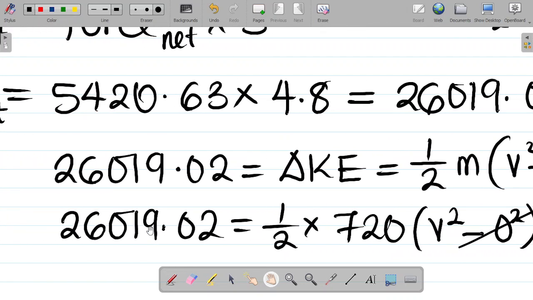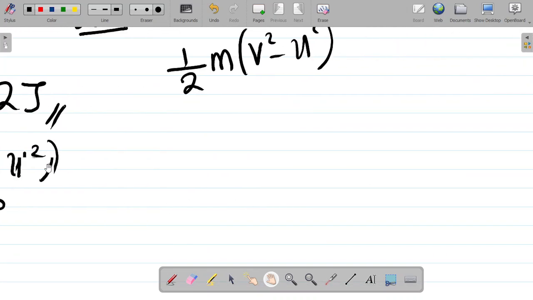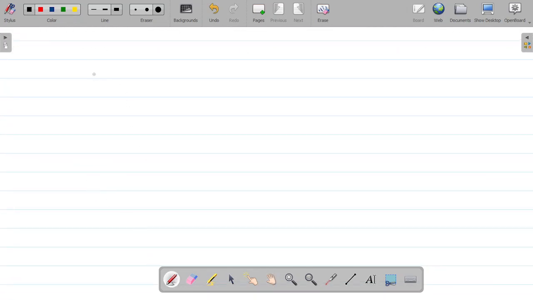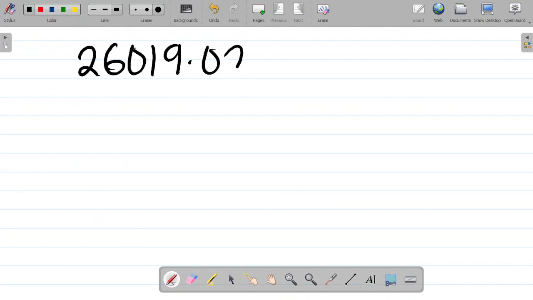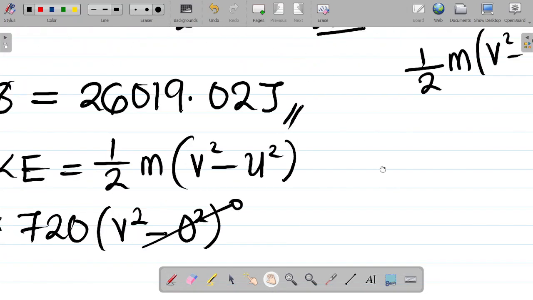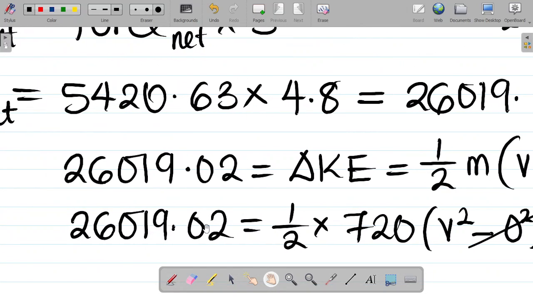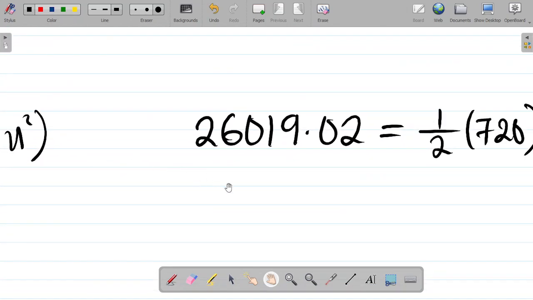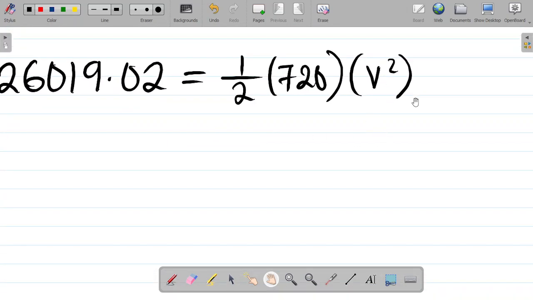Let's impute the values. 26019.02, so I have 26019.02, it's equal to half into m, 720 into v squared. Minus u squared is off. 26019.02. So minus u squared is off.